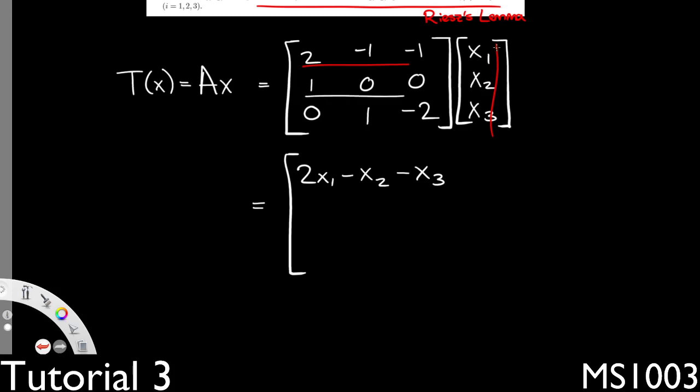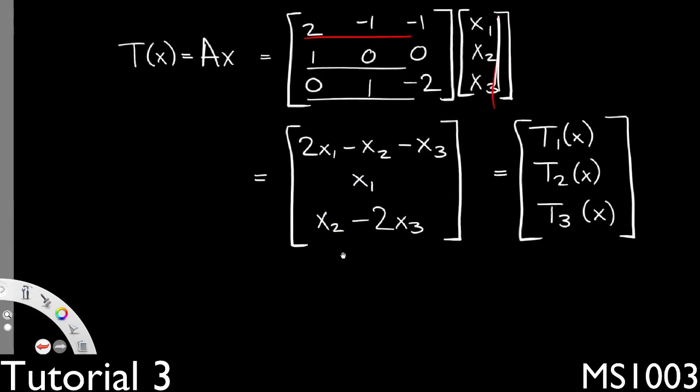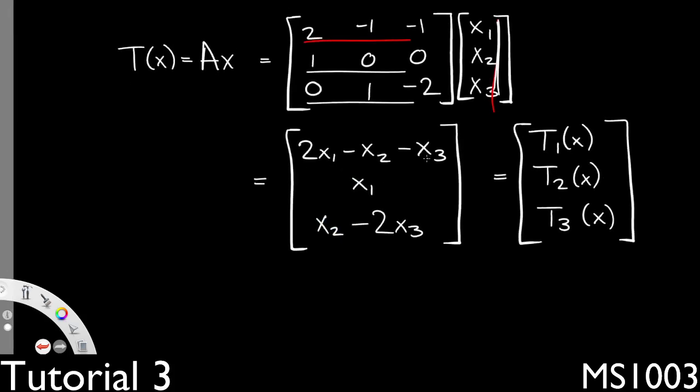Second row will be second row times the vector, so 1 times x1 gives me x1, and 0 for x2 and x3. And then the third row will be the third row of the matrix times the vector. I get 0 times x1, 1 times x2, and -2 times x3. Like that. And this is exactly what I wanted. I wanted to break T down into just T1 of x, T2 of x, and T3 of x. Okay, so this is my new representation of T, what T does.